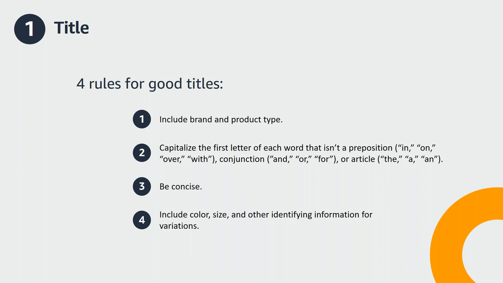Be as concise as possible. Give customers all the information they need and nothing else. And finally, for product variations or child products, include color, size, and other descriptive information. You don't want to include this kind of information for main or parent products, which should be generic. If you don't yet know the difference between child and parent products, don't worry. We'll define these terms soon.